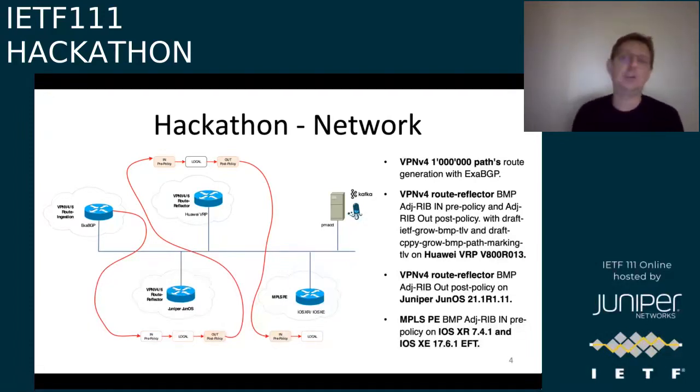The test bed was generating 1 million VPN-v4 routes as fast as possible. And on the route reflector, we were supporting adjacency RIB in, out, as well as the path marking and TLV drafts. Next slide, please.